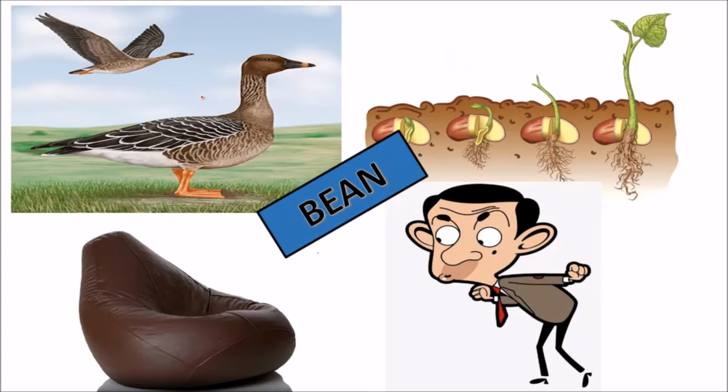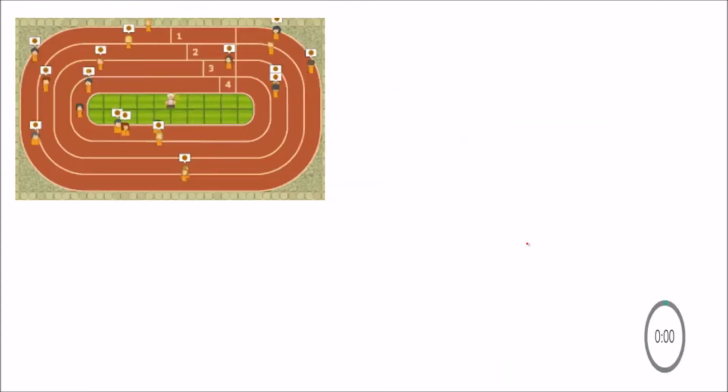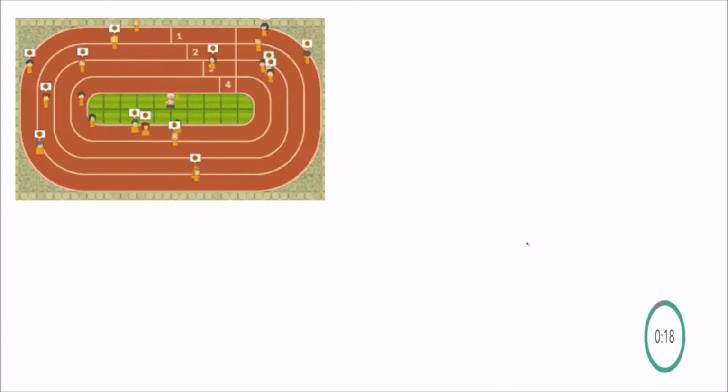The first image here is a bean goose. That's a common species found in Northern Europe and Asia. Second clue is the germination of a bean seed. Third is a bean bag. And fourth is obviously Mr. Bean. Next question.